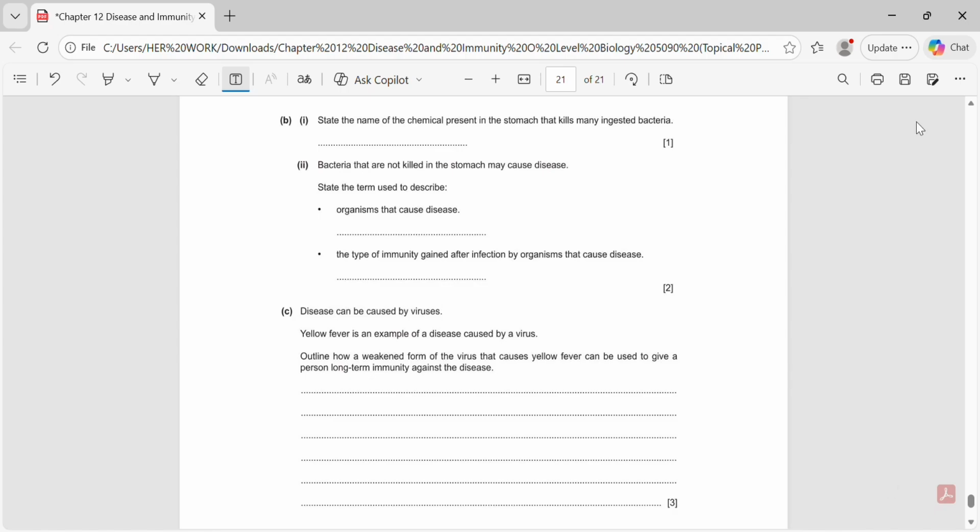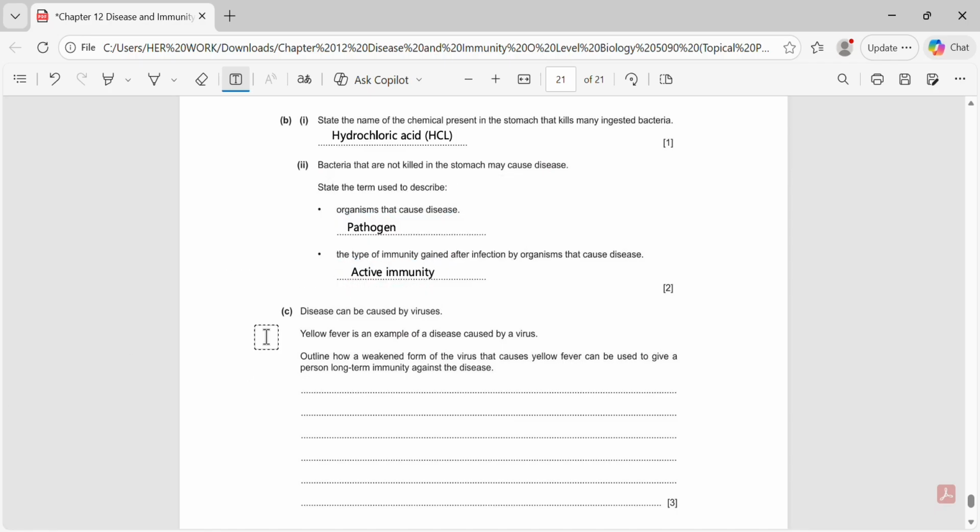Next, we have another question. The question says, state the name of the chemical present in the stomach that kills many ingested bacteria. The answer is hydrochloric acid. The next question says, bacteria that are not killed in the stomach may cause disease. State the term used to describe them. Organisms that cause disease are called pathogens, and the type of immunity gained after infection by these organisms is active immunity.